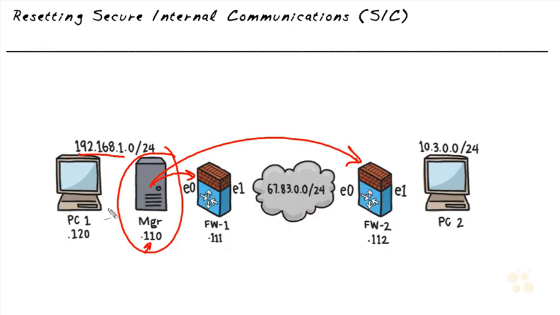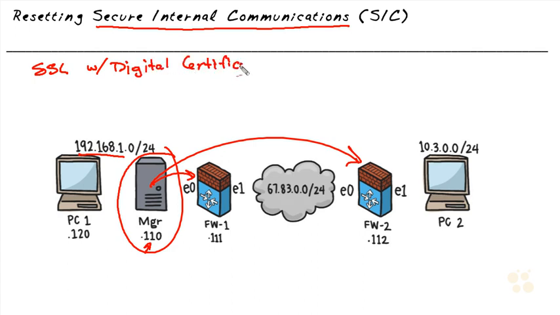Initially, when we add these gateways to be managed by this security manager, it's going to ask us for the initial password that's going to kick off the secure internal communications process. And when the internal communications, the SIC, is all set up, it's going to be using SSL with digital certificates. But initially, to get the ball rolling, they're going to use an initial password. So if the manager is never able to set up secure internal communications, there could be some issues with basic connectivity between the manager and the gateway.